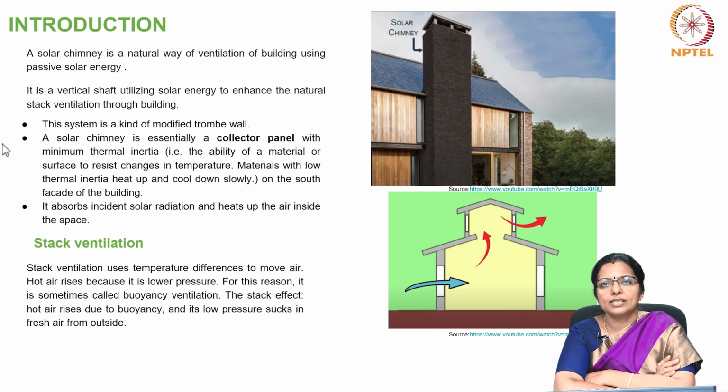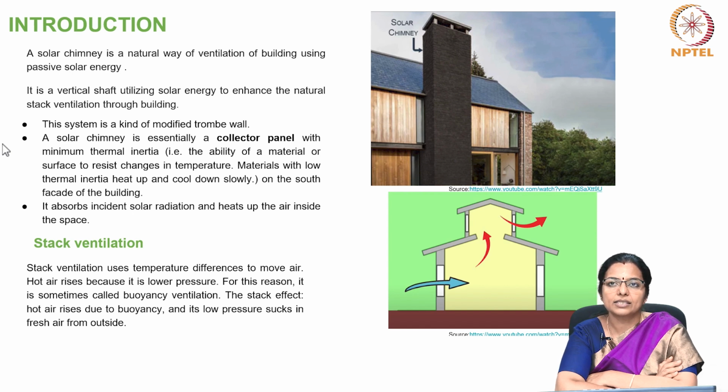So, what is this? What is a solar chimney? A solar chimney is a natural way of ventilation of building using passive solar energy. It is a vertical shaft utilizing solar energy to enhance the natural stack ventilation through buildings. This system is a kind of a modified trombe wall.